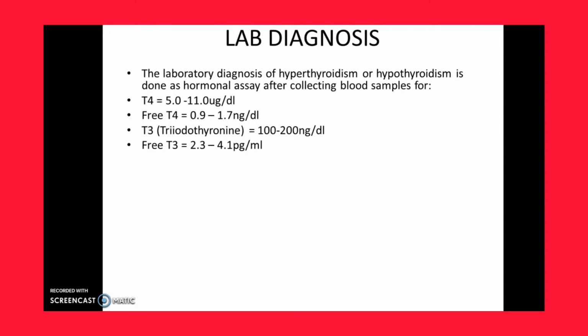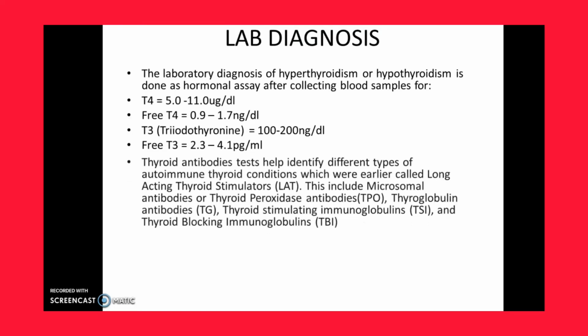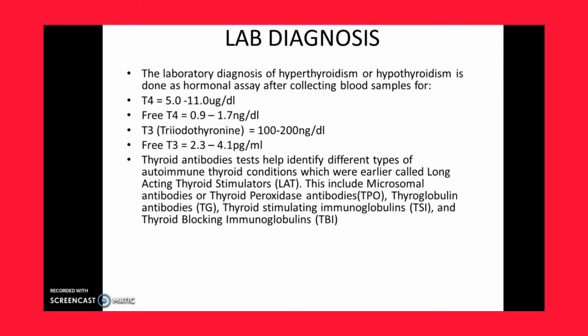These are the free T3, that's the level of measurement. Thyroid antibody test helps identify different types of autoimmune thyroid condition, which were earlier called long-acting thyroid stimulator, which I mentioned earlier. You can even get it from the TSI, thyroid stimulating immunoglobulin, and you have thyroid blocking immunoglobulin.